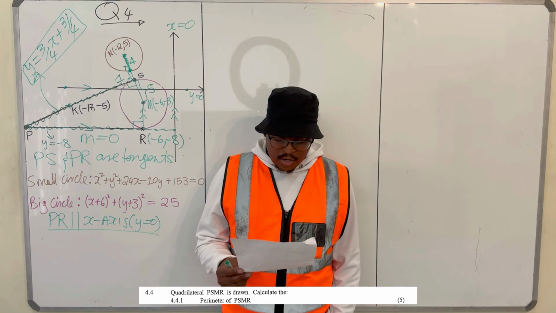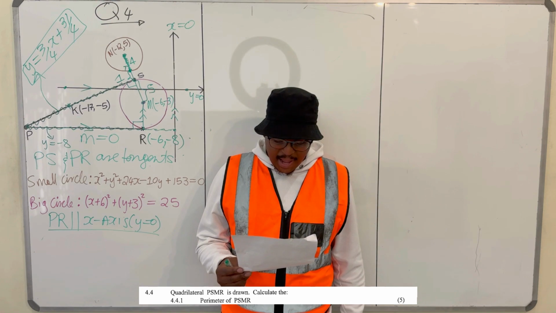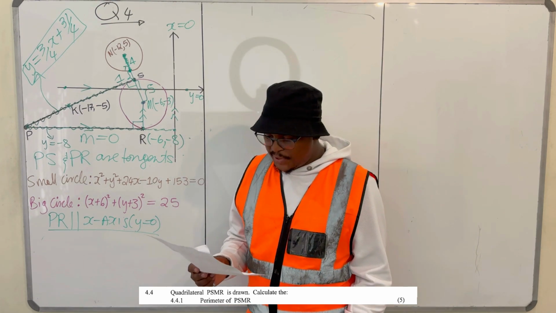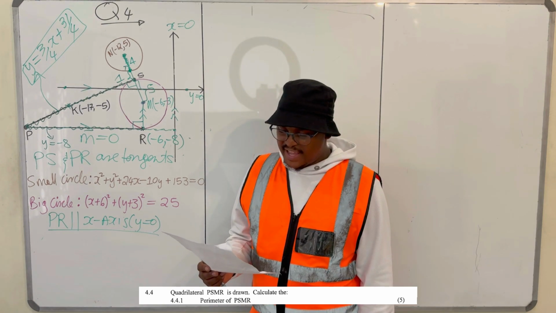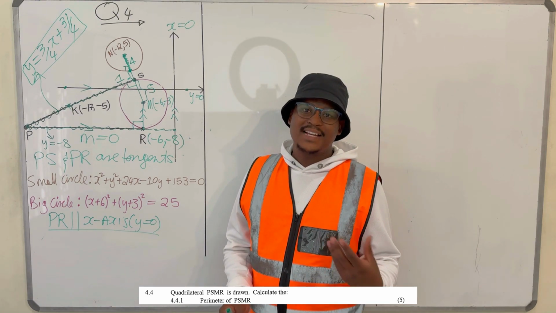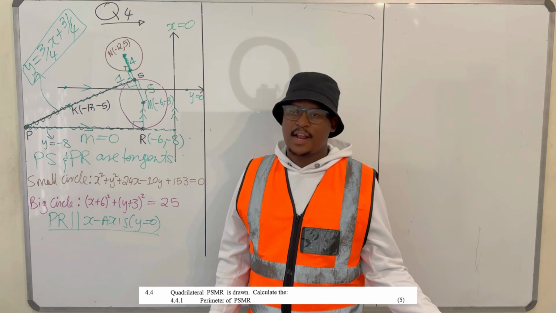They're saying quadrilateral PSMR is drawn. Calculate the perimeter of PSMR. They're saying a quadrilateral PSMR is drawn. Calculate the perimeter of this quadrilateral. What is a quadrilateral? A quadrilateral is a four-sided shape with 4 vertices, right?